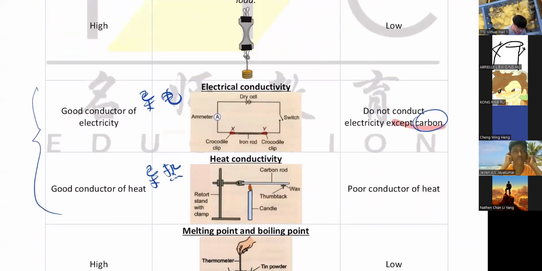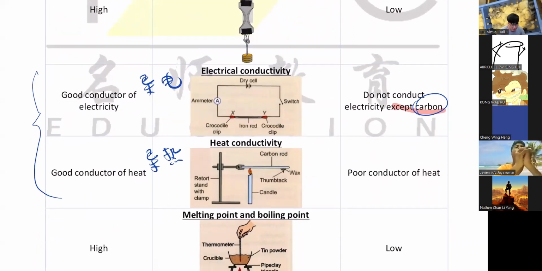So next, electrical conductivity and heat conductivity. Guys, this is mainly common sense, right? Metals are good conductors of heat and electricity. That means metals can carry heat and electricity very well. But non-metals are not, except for carbon. Carbon is the only non-metal element that can carry electricity. The only one. But it cannot carry heat lah. So your carbon, which is your pencil lead, can actually conduct electricity.